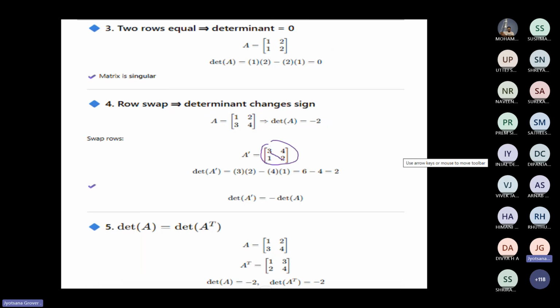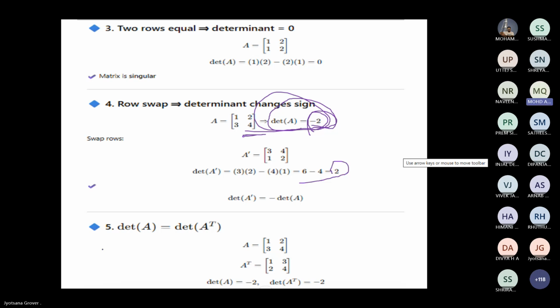3 into 2 is 6, minus 4 into 1, so it is 2. But earlier it was -2. So what are we saying? That if you are swapping the rows, then you have to multiply the determinant by -1. So you are multiplying this by -1.